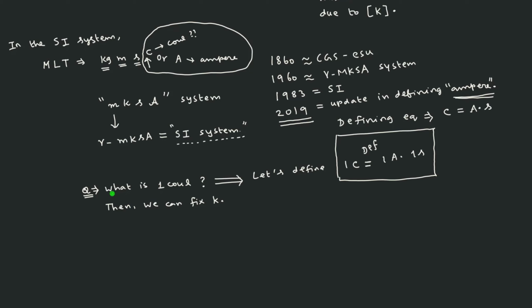So the question is, what is 1 coulomb? The answer is this: 1 coulomb is nothing but 1 ampere of current passing in 1 second. That means if you have a wire like this, and in this wire, suppose 1 ampere of current is flowing like this, in 1 second of time, that means you take a photograph only for 1 second. You see that this many electrons are present in the system.